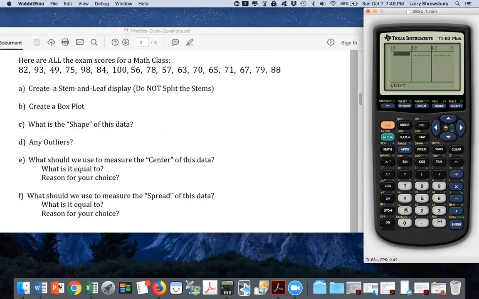Oh, by the way, with the stem and leaf, you don't have to sort the leaves, but I'm going to show you how to sort the data on the calculator, and you'll find filling in your stem and leaf display is a lot easier if you've sorted your list. You don't have to do that. I'm just telling you it's easier. So that's why I want to demonstrate. So let's go ahead and enter our data.